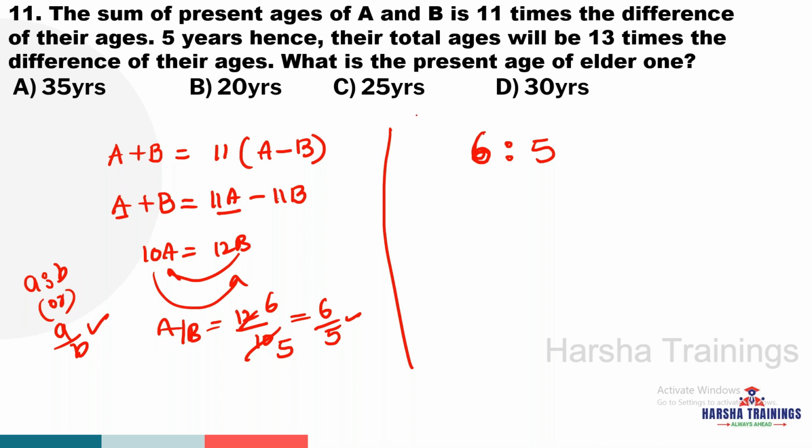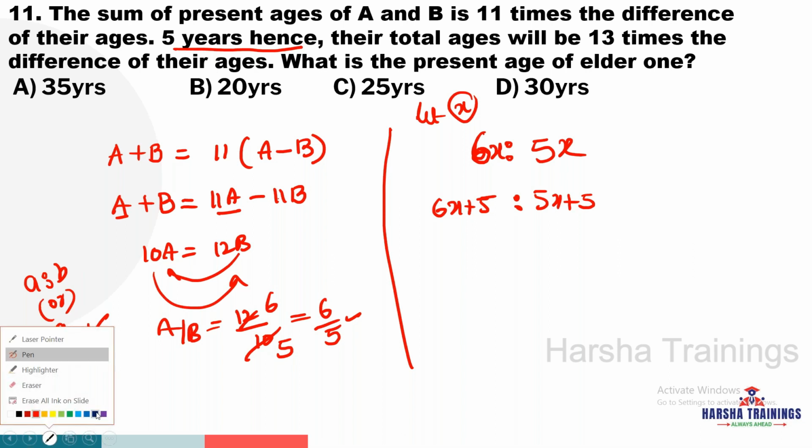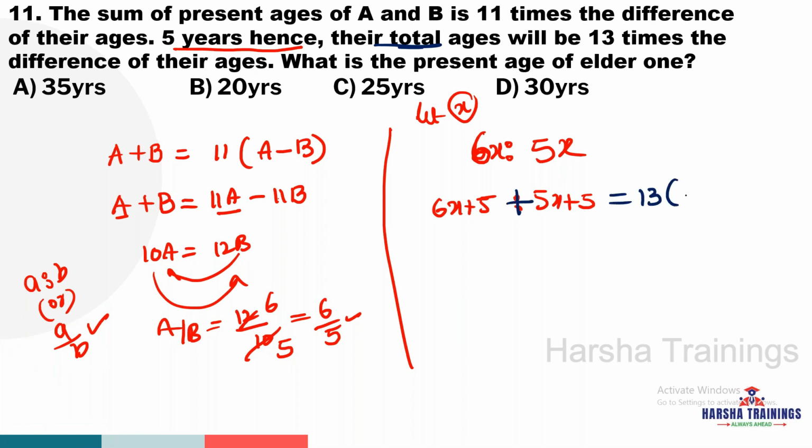Okay, look at the screen, guys, here. Their ages we don't know, let it be x. Then 6x and 5x. Read the next statement, guys. 5 years hence: hence means plus. 6x plus 5, 5x plus 5. So 5 years hence, their total ages, total means adding, will be 13 times the difference of their ages.